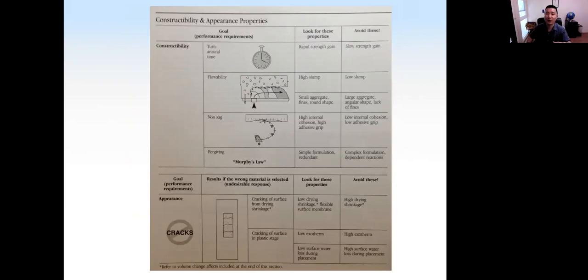Constructability, appearance, properties, including turnaround time. So how fast you want to do the repair. Requirement for the flowability, depending on the size of the job and location of the job. For example, if you do an overhead repair, the viscosity of the repair material needs to be high, so it will not fall off. These are the properties we need to look for, and these are the things we need to avoid.